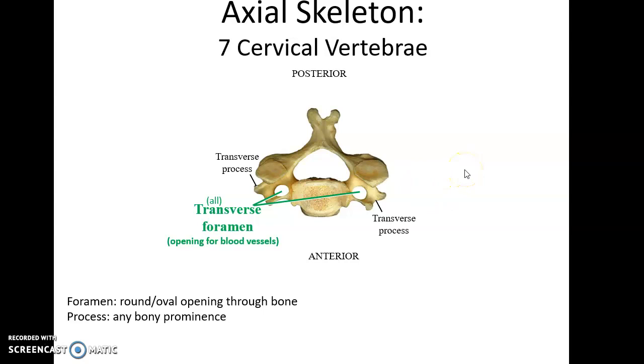The 7 cervical vertebrae. All of the cervical vertebrae are relatively small, and they all possess these extra holes called transverse foramen. So they have these extra holes in their transverse process called transverse foramen. So if you see those, you know you have cervical vertebrae.